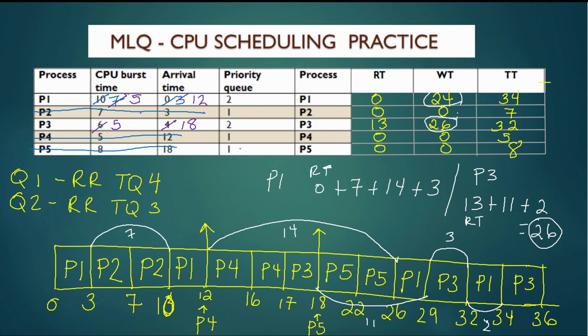So I hope that this helps you to understand a little better how multi-level queue works. Keep in mind that in multi-level queue, when a process goes into a queue, it remains in that queue for the entire time it's active in the system.